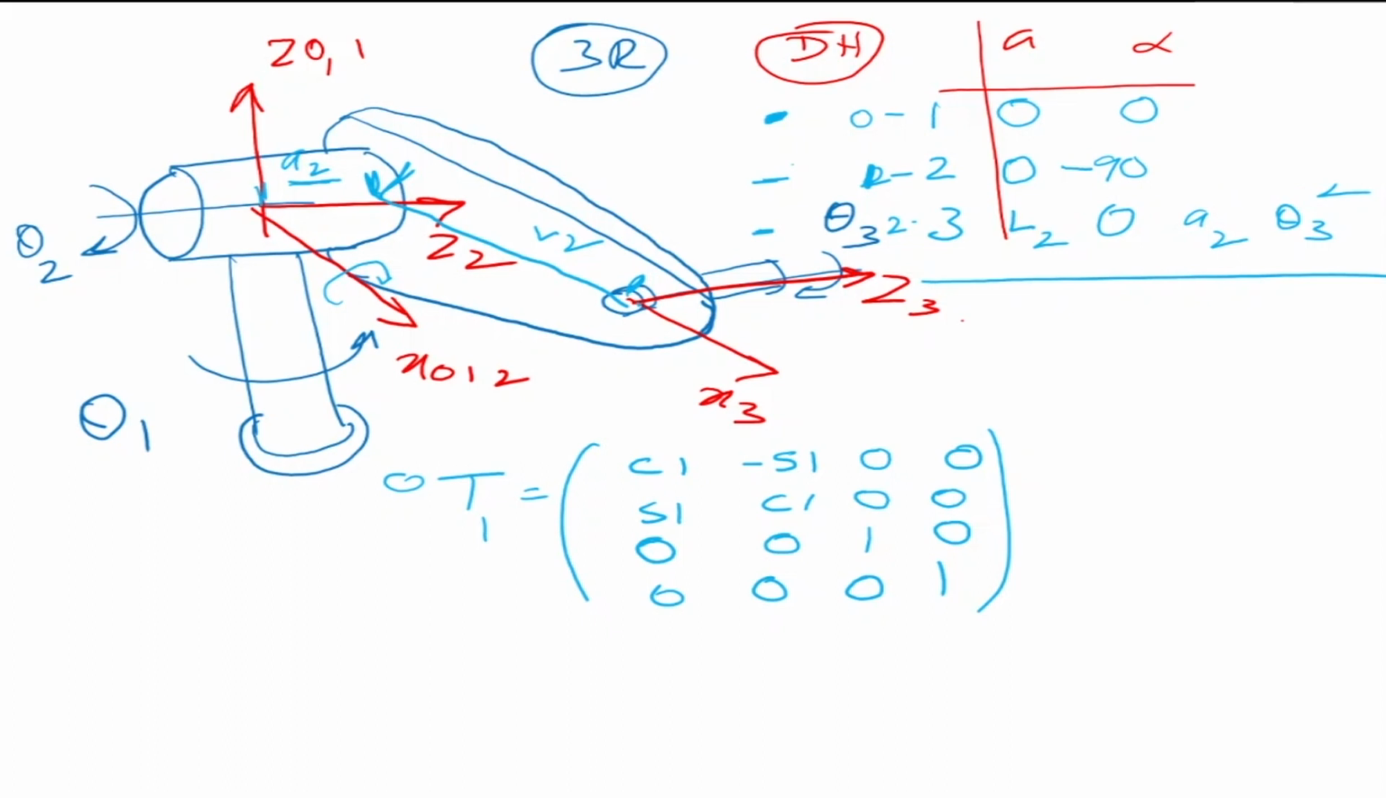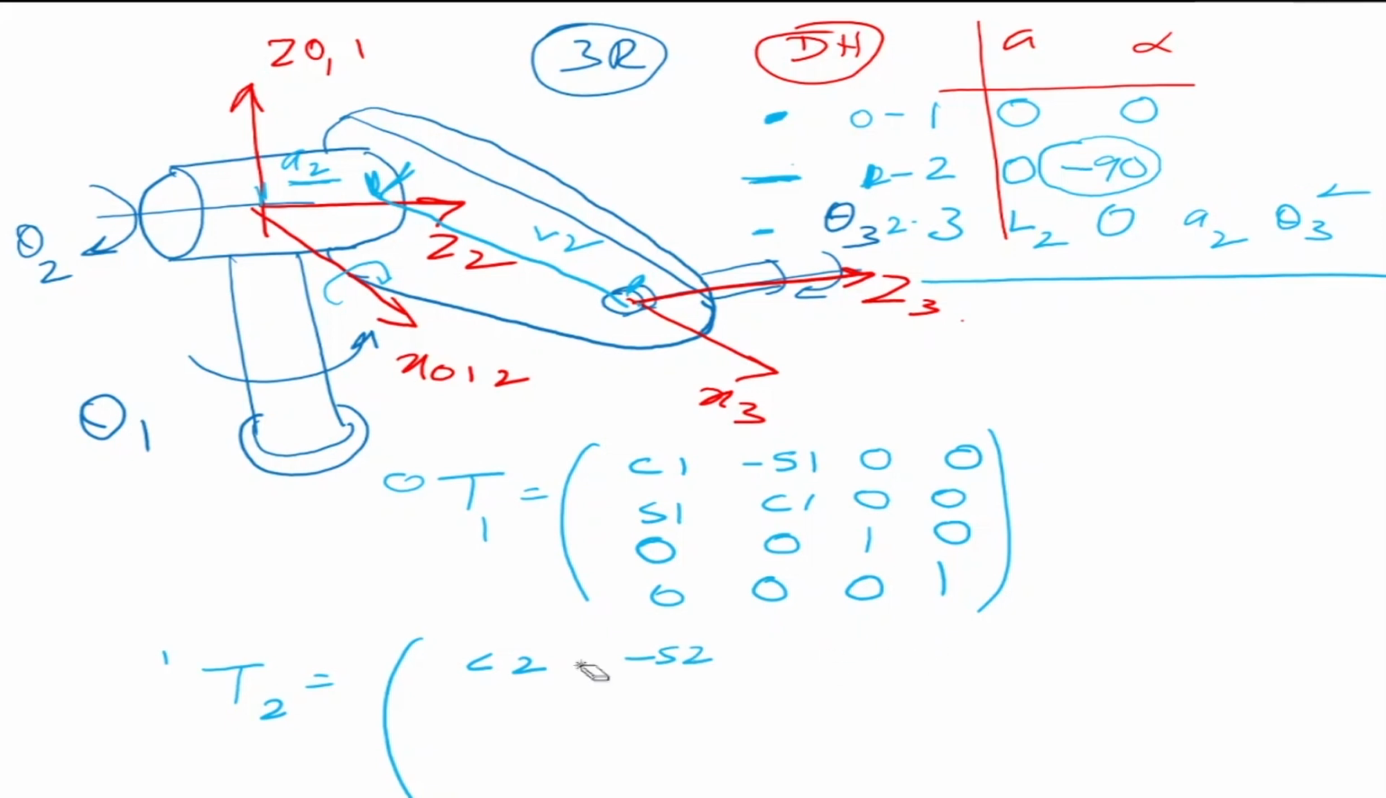The second one I'm going to get is T1 to 2, which is given by taking the second row. Just note that there is an alpha of minus 90 there. So what we are going to get is cos θ2, minus sin θ2, 0, 0.